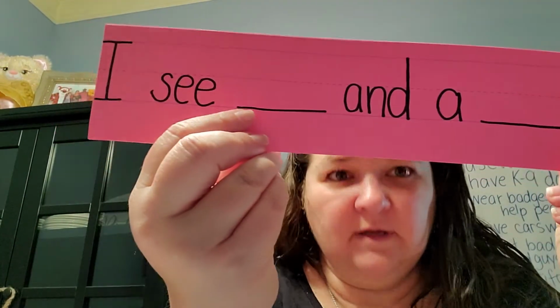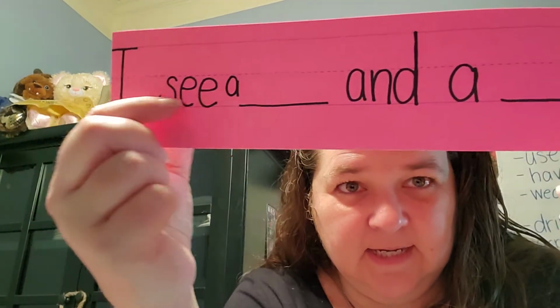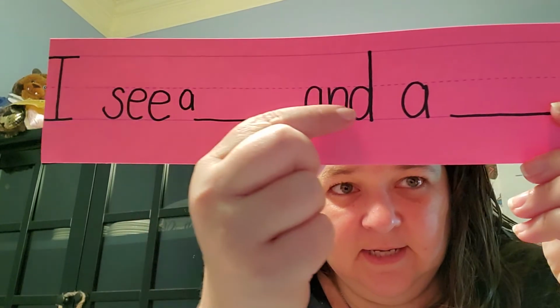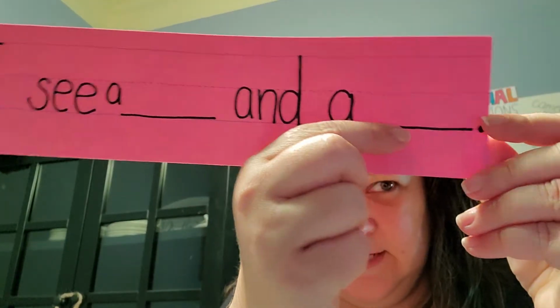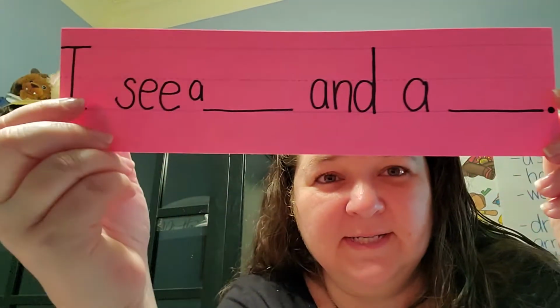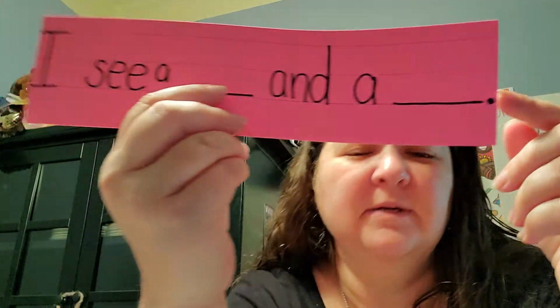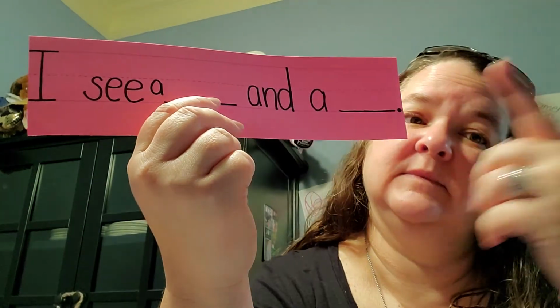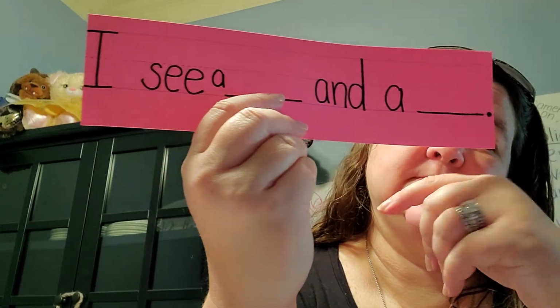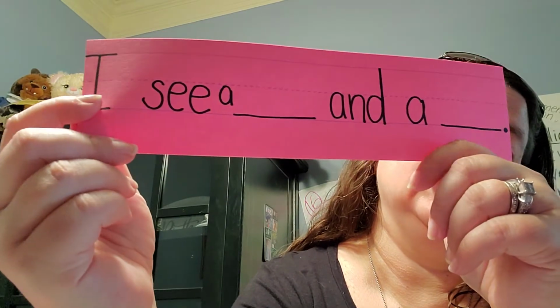Oh, Miss Pickowitz left out the word A. Let me squeeze that in right there. I made a mistake. It's okay. Everybody makes mistakes. But you're going to say, I see a blank and a blank. And then make sure you have that period, because we're writing a sentence, and a sentence starts with a capital letter and it ends with a period, which is also, at least in this sentence, a black dot. So I see a and a.